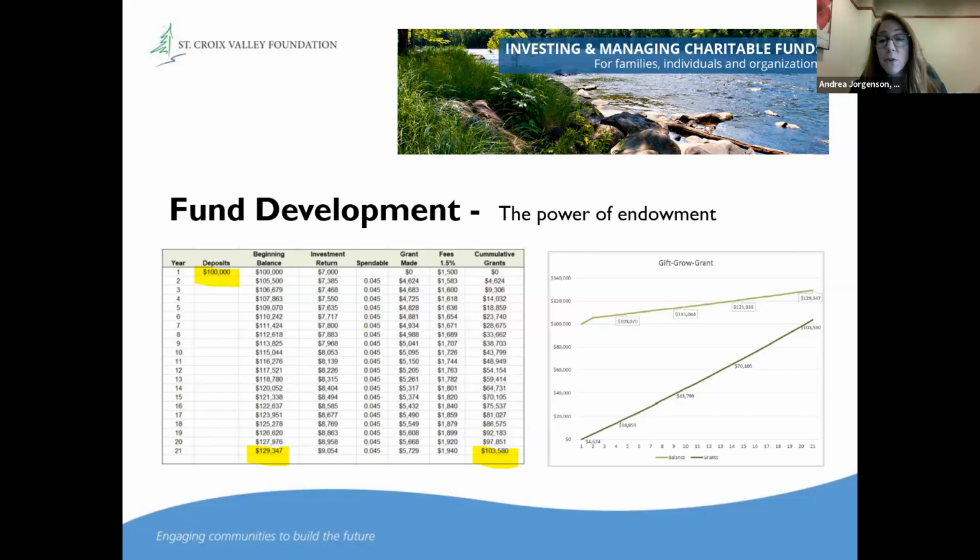We accept everything from real estate to insurance policies. We can take someone's home, we can take stock, appreciated stock. And of course, cash is always welcome. So we are a conduit so that donors have many, many options as far as how and the way that they would like to give.